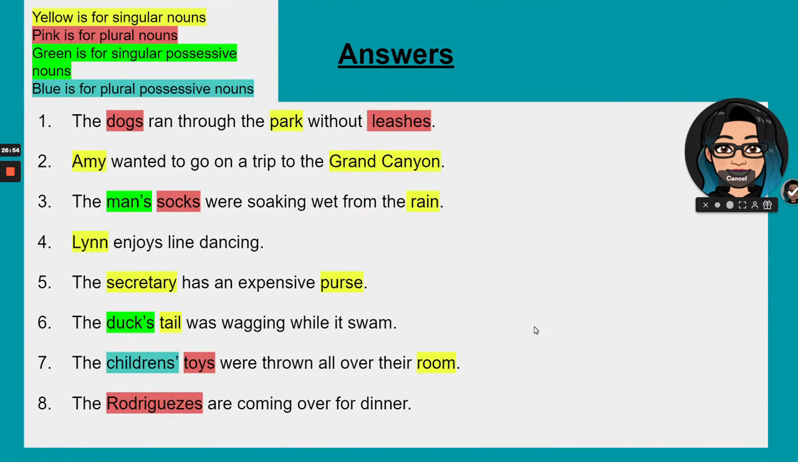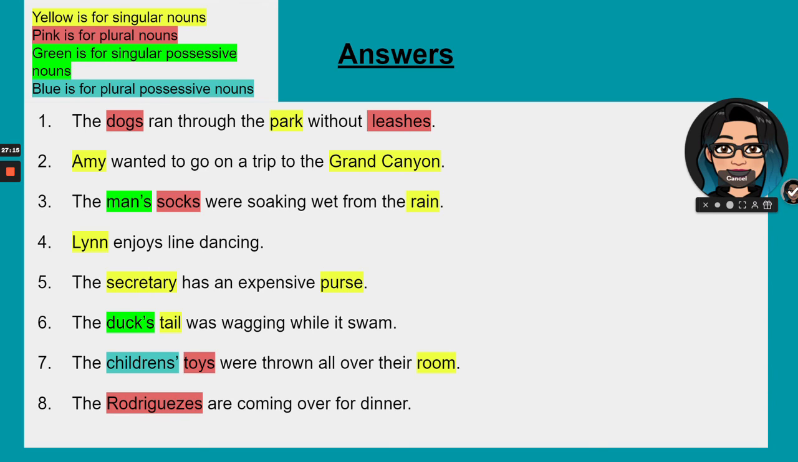So as you can see, we have 4 colors. If they're highlighted in yellow, they're a singular noun. If they're highlighted in pink, they're plural nouns. If they're highlighted in green, they're singular possessive nouns. And if they're highlighted in blue, they're plural possessive nouns.